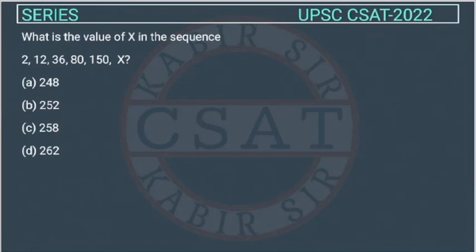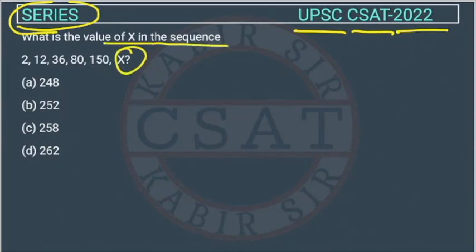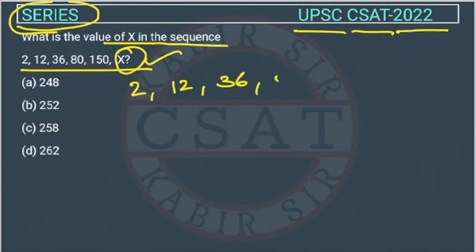So this is a question from the series chapter, asked by UPSC in the CSAT paper of 2022. What is the value of x in the sequence? We have to find this x, and this is the sequence they have given. I am writing it here so that I can explain it in a better way. By just seeing this series, we are not able to identify what relation these terms have.